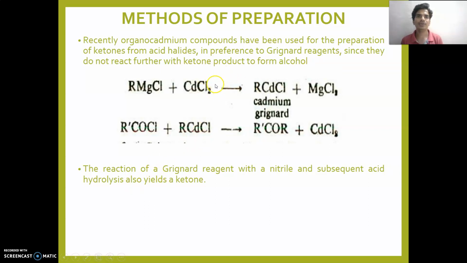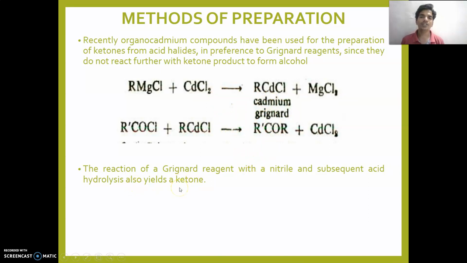So recently the organocadmium compound has been used for the preparation of ketones. So this is organocadmium chloride prepared in the presence of Grignard's reagent. Since it does not react further with the ketone product to form alcohol, it is the cadmium Grignard, and this cadmium Grignard further reacts with another molecule of the alkyl cadmium Grignard, and it will give the ketonic compound.